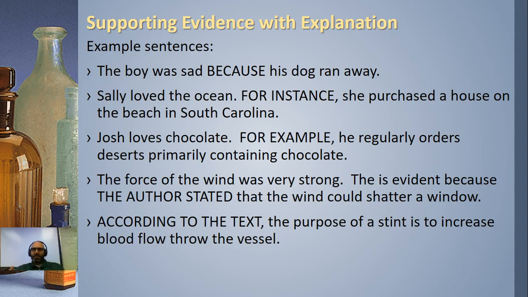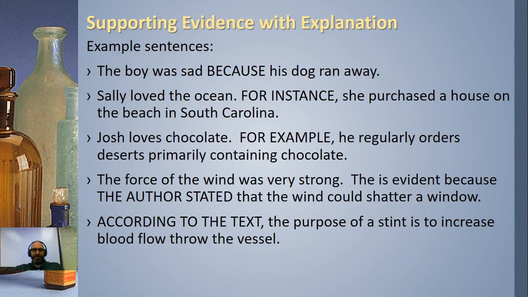How do I start a sentence saying like, oh, this piece of evidence explains the manner and cause of death? It's easy. Example sentences that are as basic as you can probably get are right here. The boy was sad because Sally loved the ocean. For instance, she purchased a house on the beach. So if I make the statement of Sally loved the ocean, for instance is my lead into how I know she loved the ocean. So I'm explaining how I know that. Josh loves chocolate. For example, he regularly orders desserts primarily containing chocolate. You have evidence, you've seen it, you're backing it up.